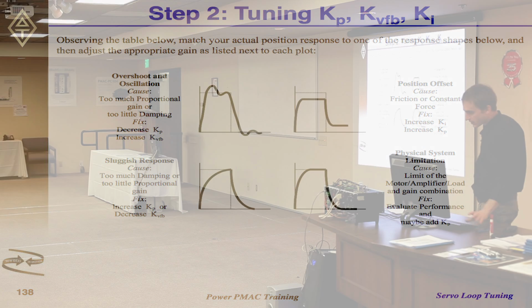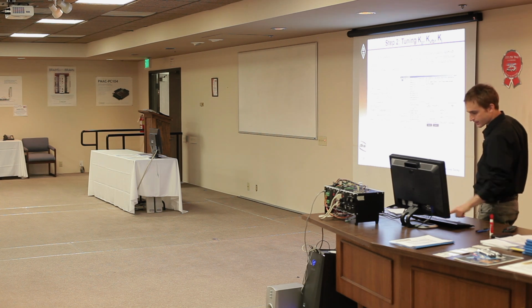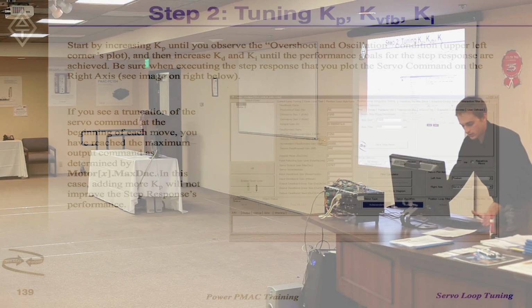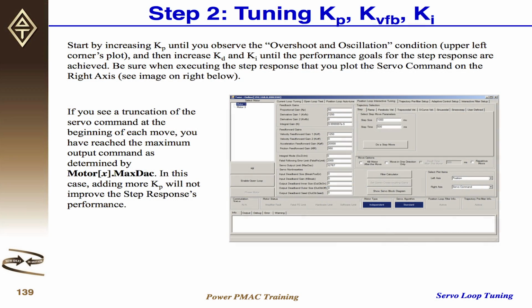So once you've finished Kp, kVFB, and Ki, you can move on to the parabolic velocity move. But something you need to pay attention to in the step move first is the servo command. If you look in your tuning window under the step move, you see that the right axis should be servo command. If it's not on your system, then change it to servo command. You see right here, the bottom right corner of the tuning page, make sure the right axis is servo command.